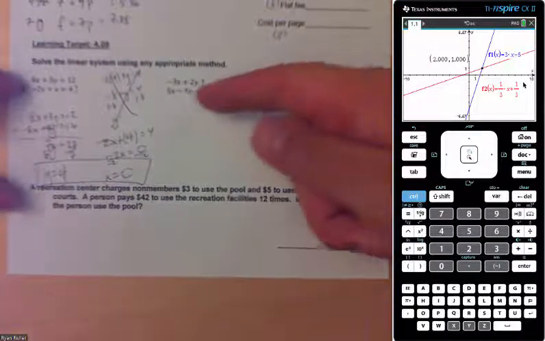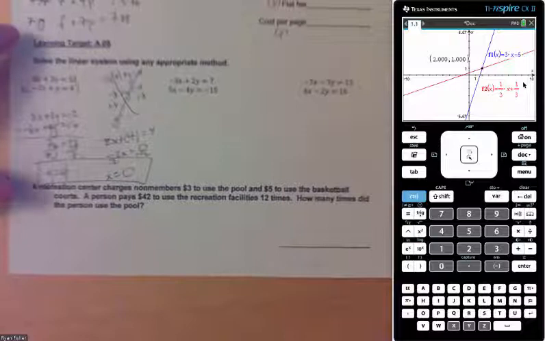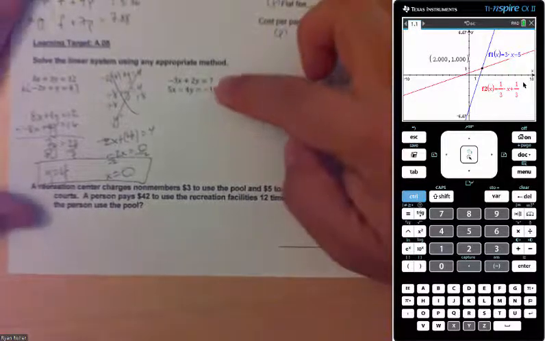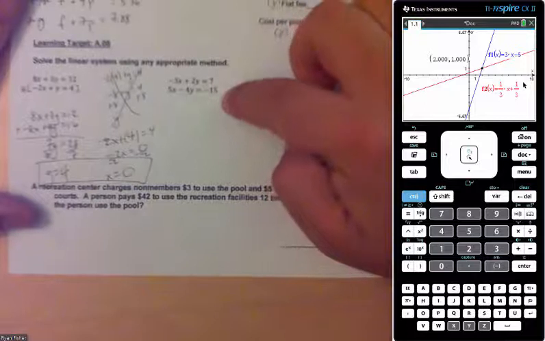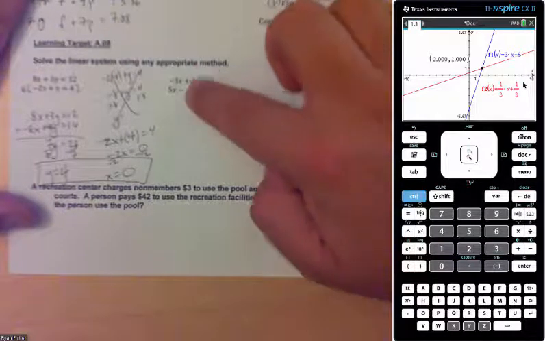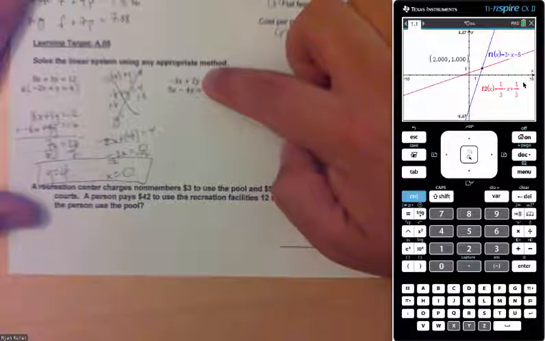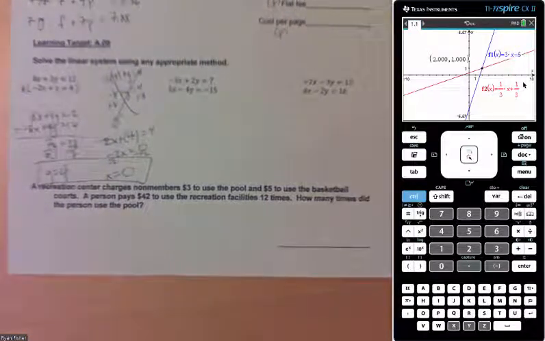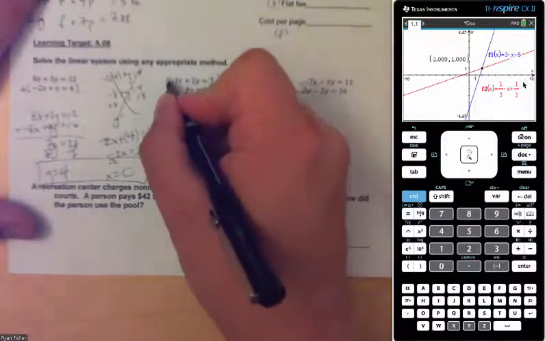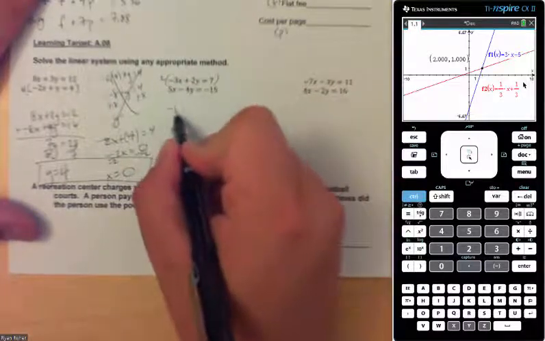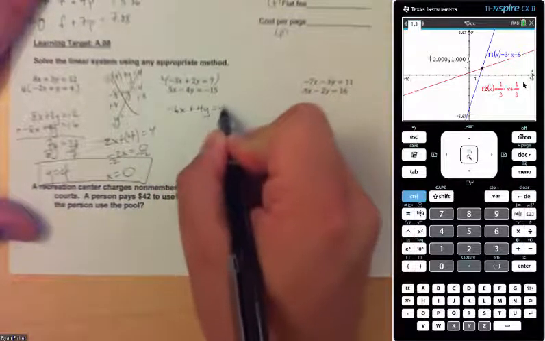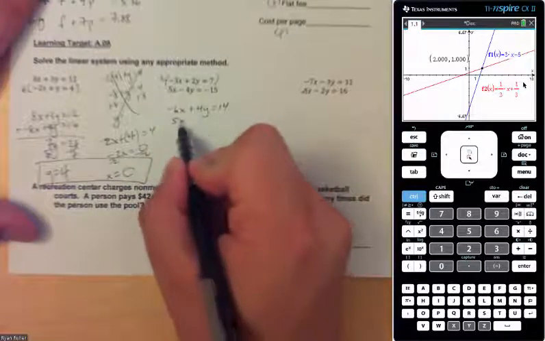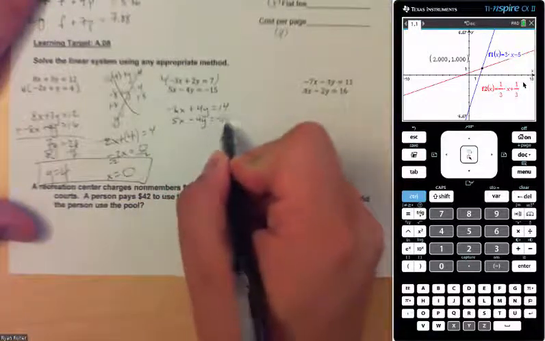Similar situation for the remaining two. Looks like to me, in this equation, 2 and 4 are pretty similar numbers. If I doubled 2, I'd get 4, and 4 plus -4 is 0. So I'm going to multiply the top by 2, and then add together and solve. So, multiply by 2, I get -6x, I get 4y, and I get 14. The bottom equation has not changed. I add together.